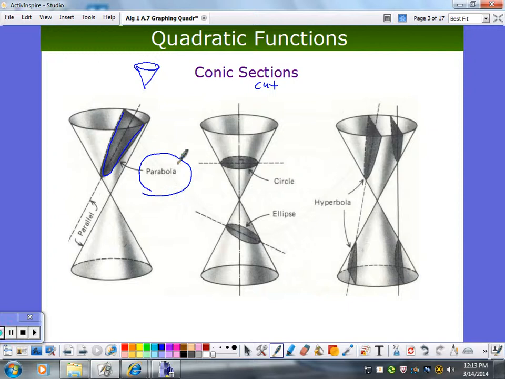You can also cut straight across. And think about looking down at a cone. This is a circle shape. You'll see a lot of these in geometry. If you were to cut just a little bit sideways, your circle kind of turns into a squishy circle, or an oval. Those are called ellipses.